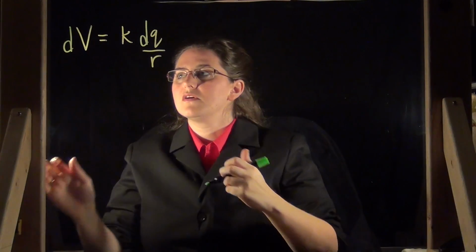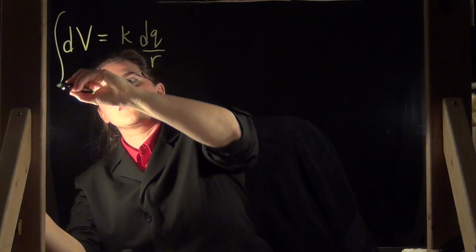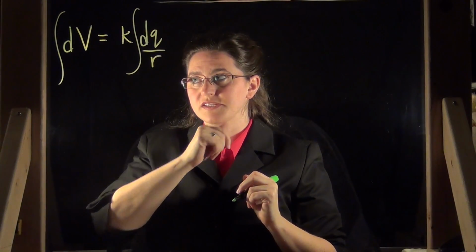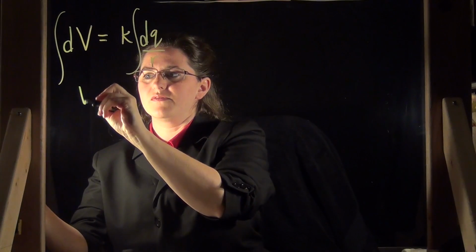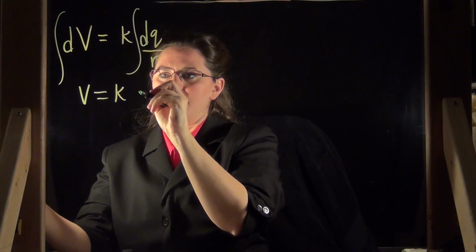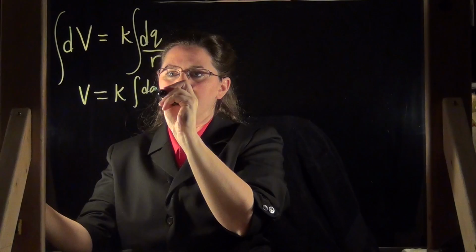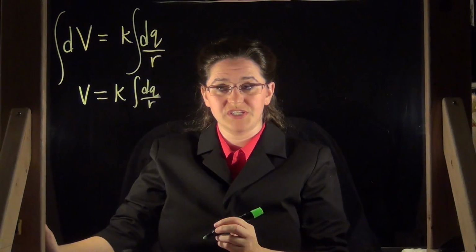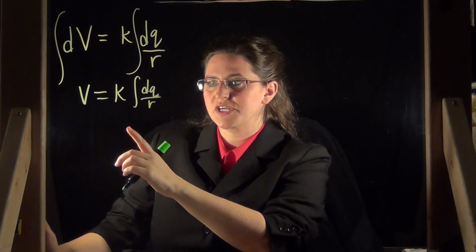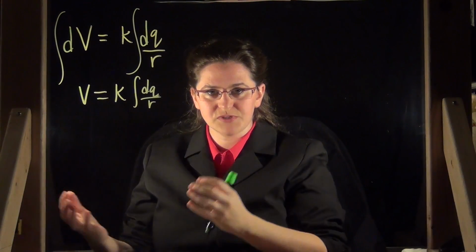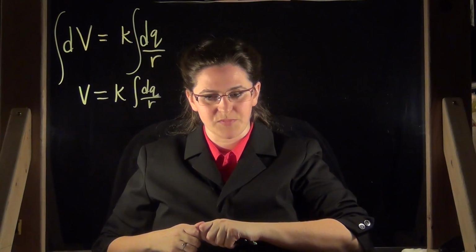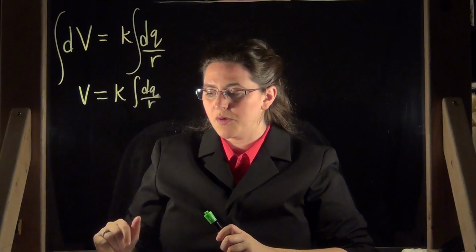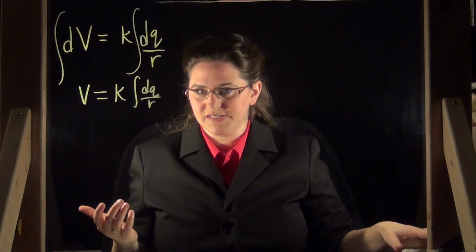Now, if we take the integral on this side and the integral on that side, k doesn't have to be in the integral because it's constant, then we just have V equals k integral of dq over r. And now we have the equation that we need to use to find the electric potential for a continuous charge distribution. And we're going to do the example of a ring of charge, and we're going to find the electric potential above that ring of charge, a distance z.